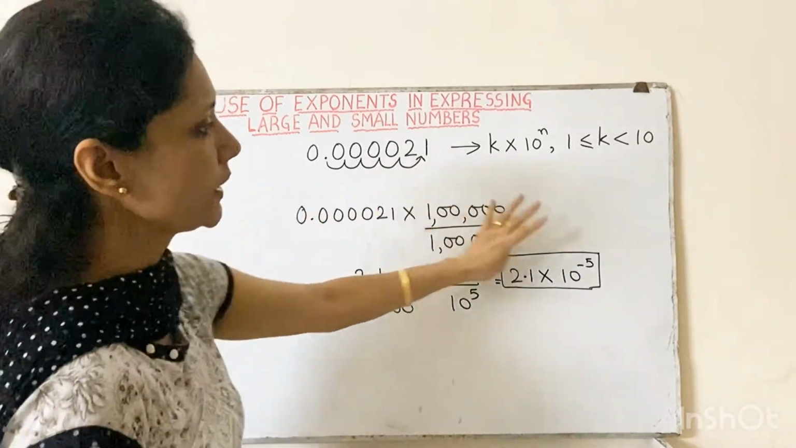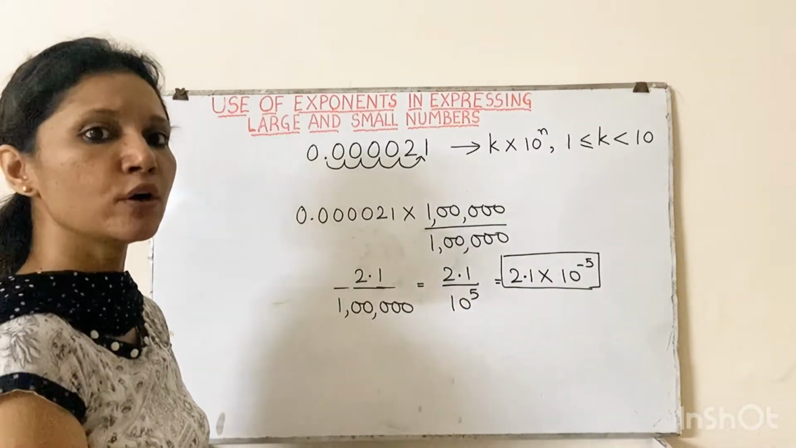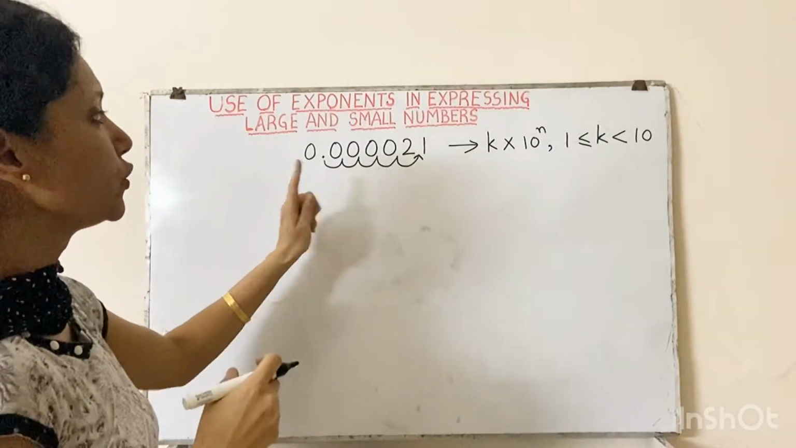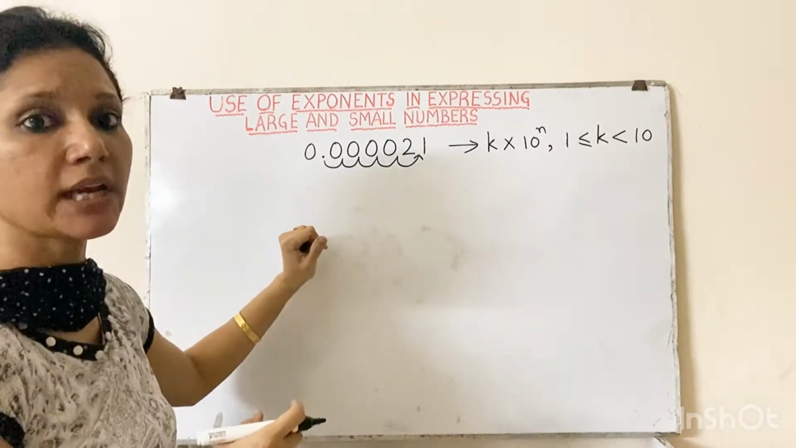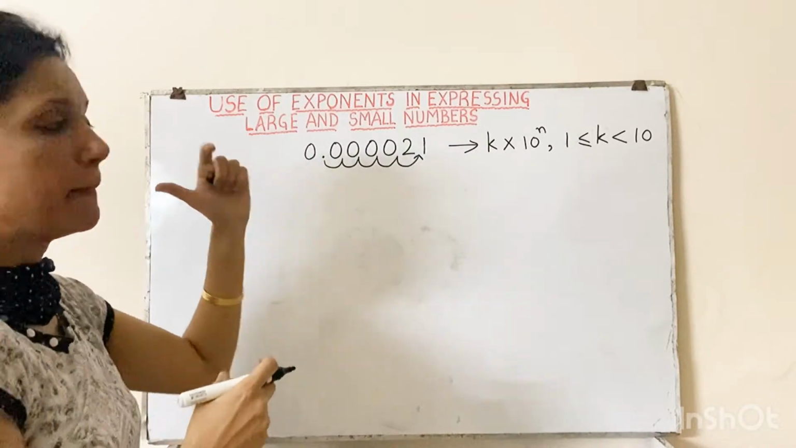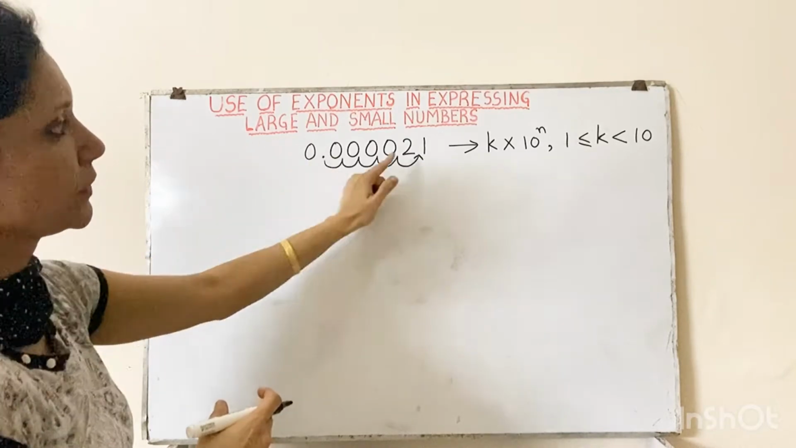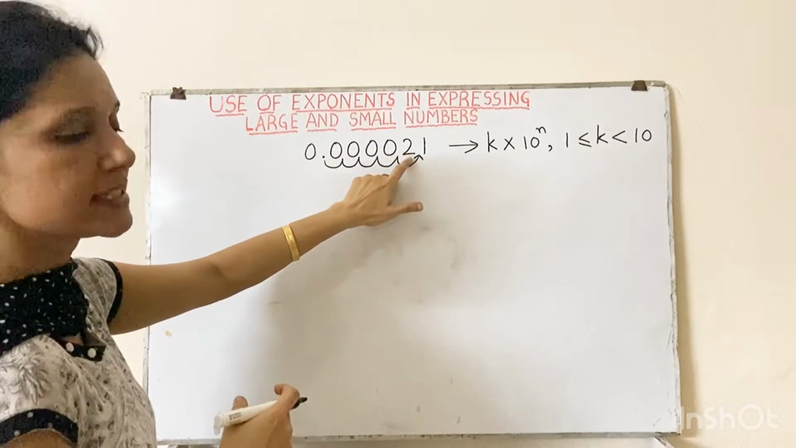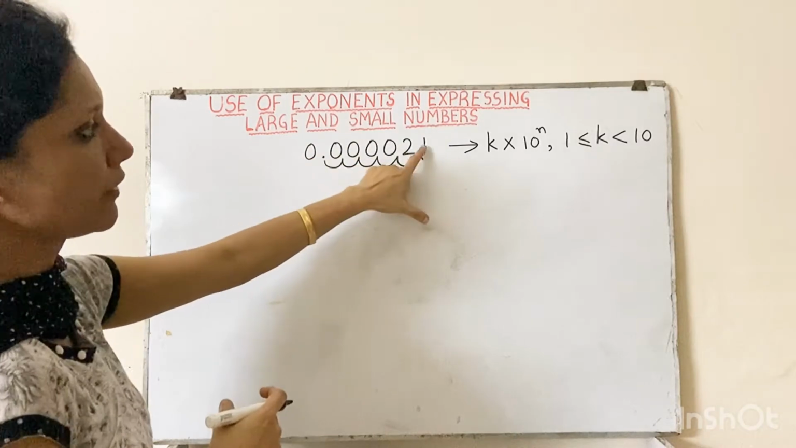So now instead of doing all this, there is a shortcut method of directly writing a very small or a very large number in the standard form. What is that? First of all, you must know where to put the decimal. You have to put the decimal after the first non-zero digit from the left. See, if I start moving from the left, this is 0, this is 0, 0, 0, 0, 2. So this is the first non-zero digit from the left. So I need to move this decimal after 2.